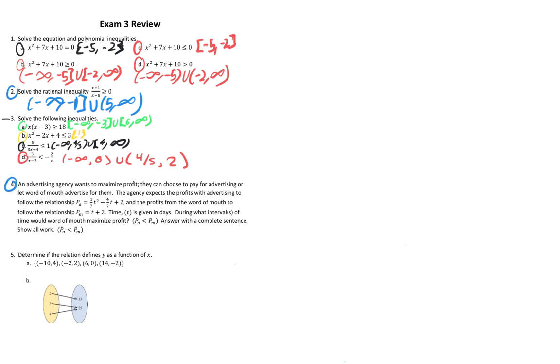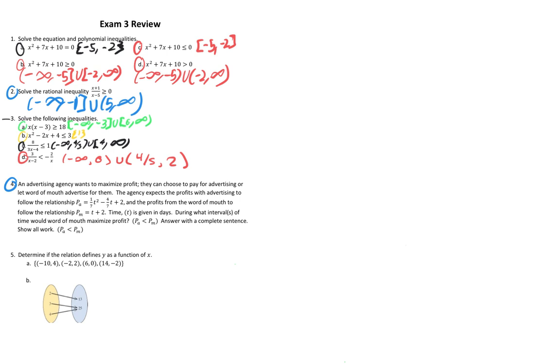Okay, number 4. So you have an advertising agency who wants to maximize profit. They can choose to pay for advertising or let word of mouth advertise for them. The agency expects the profits with advertising to follow this relationship and the profits from word of mouth to follow P of M. Time T is given in days. During what intervals of time would word of mouth maximize profit? So when P of A is less than P of M, answer with a complete sentence and show all work. So when P of A is less than P of M.